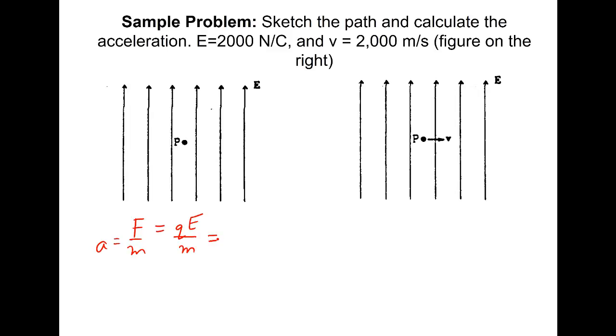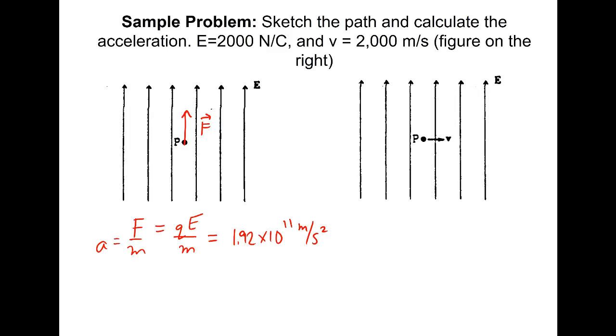You plug in all the numbers for this, and you get an acceleration of about 1.92 times 10 to the 11th meters per second squared. And the direction, if it's a positive charge, it will have a force and therefore an acceleration in the direction of the field. Very simple.